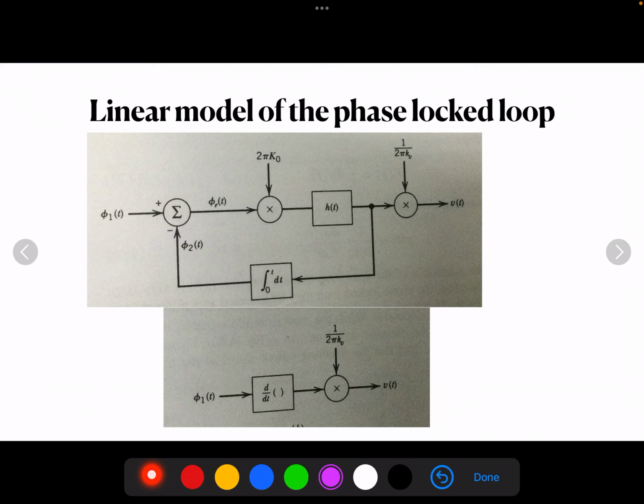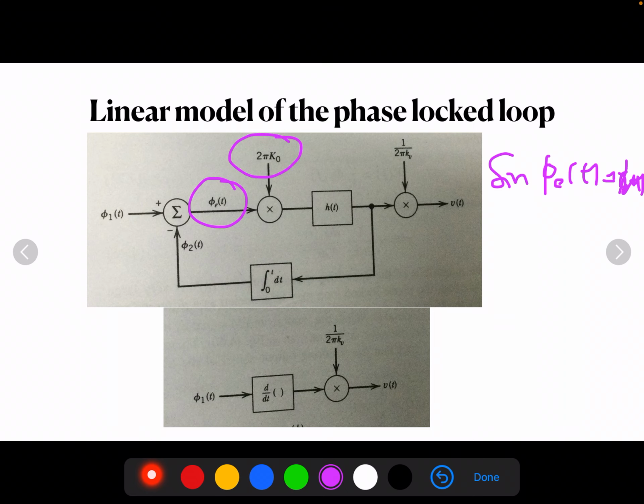So here in the linear model, what happens is, when the phase error phi of t is 0, we say that it is in a phase locked state. When phi of t is very small, we can say that sine of phi of t is approximately equal to phi of t itself. So in the previous diagram, a few blocks are eliminated here because of the linearity that has been introduced.